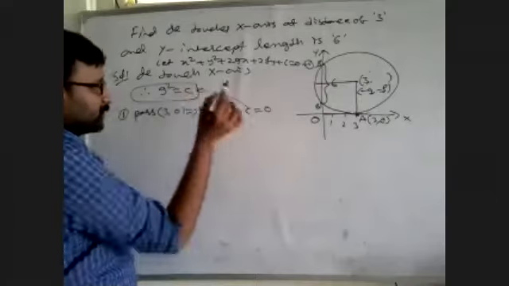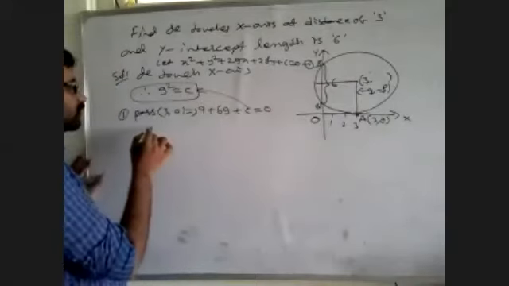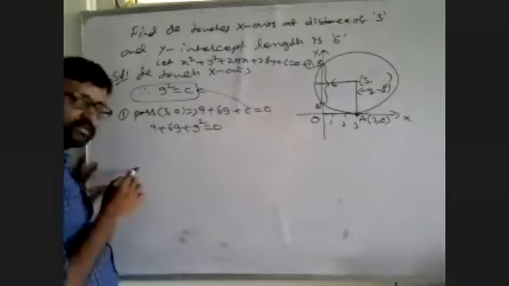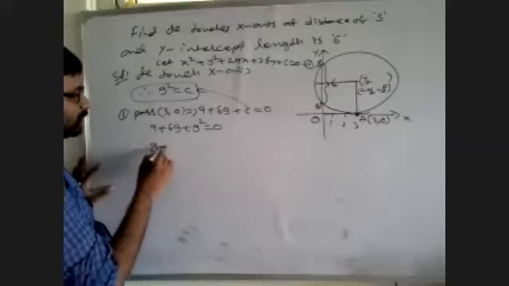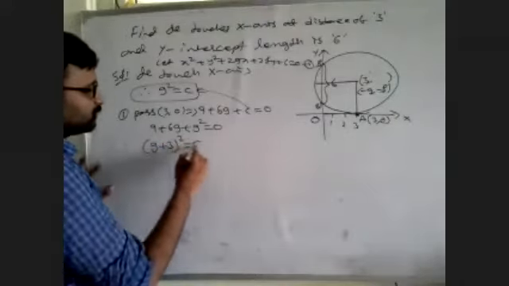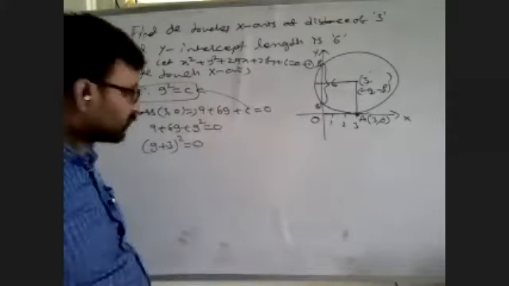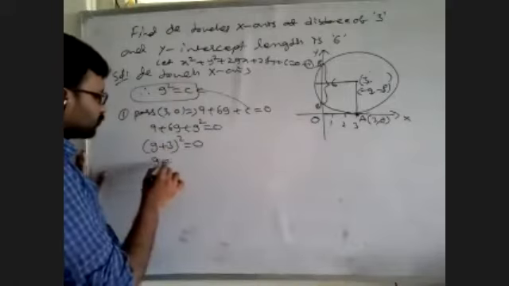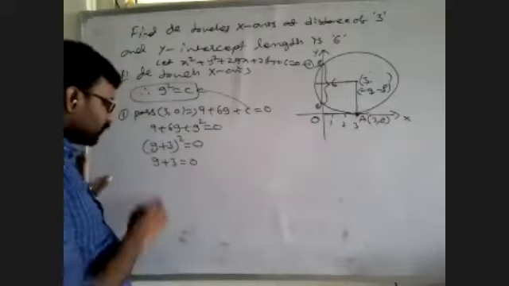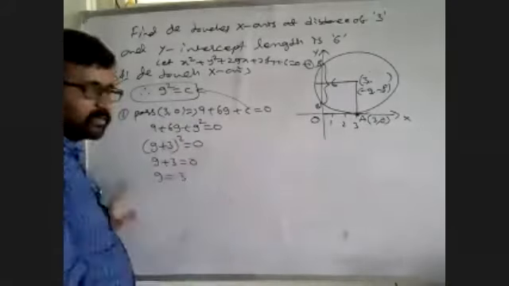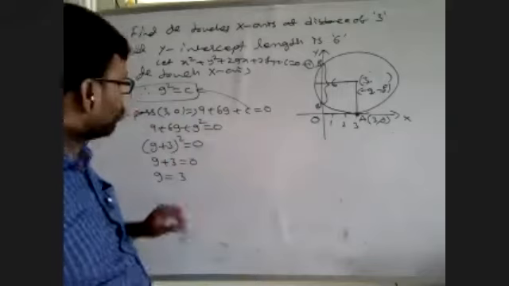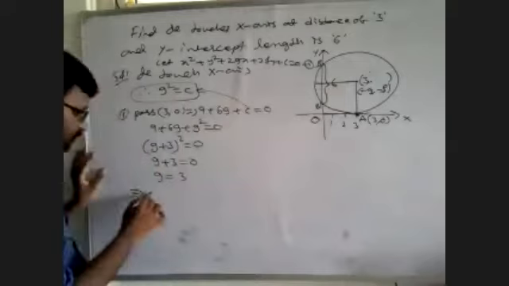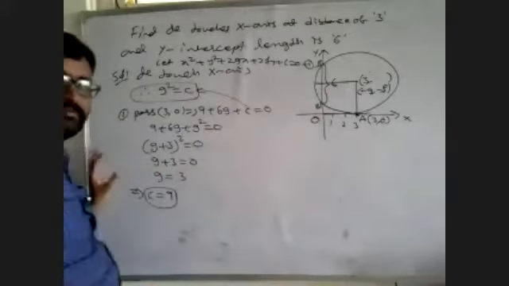But c is equal to g square. So you will get 9 plus 6g plus g square is equal to 0. This is nothing but (g plus 3) whole square. Why? Because a square plus b square plus 2ab, 3 square is 9, b square, and 2 times 3 is 6b. Then you will get g plus 3 is equal to 0, so g is equal to minus 3. We need c and g. Already we have g here. Then c is equal to 3 times 3, that is 9.